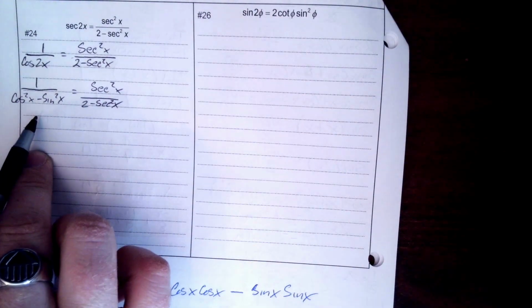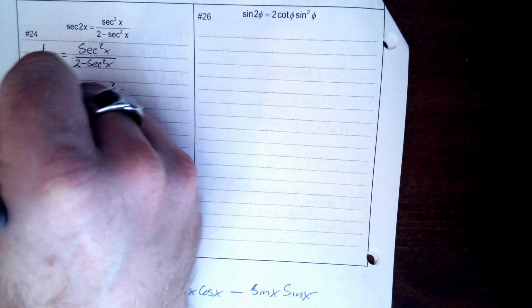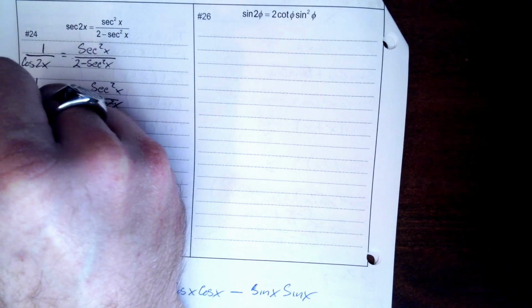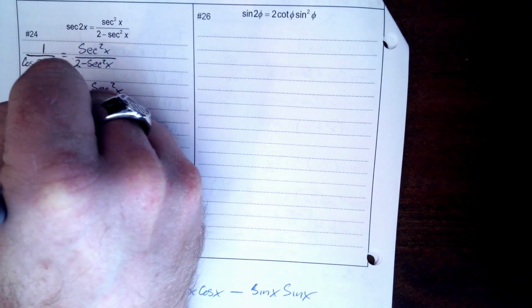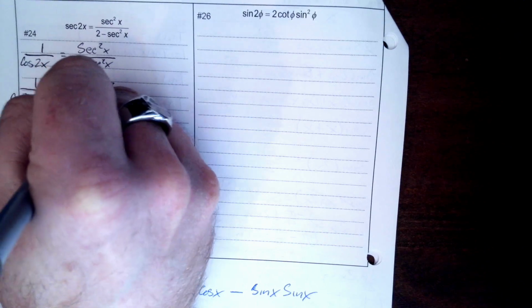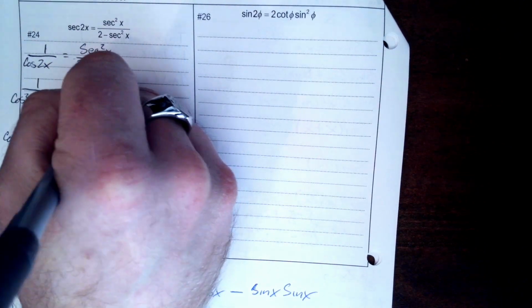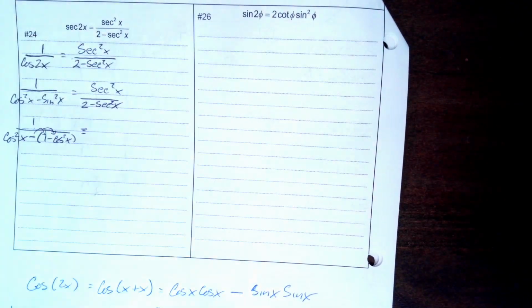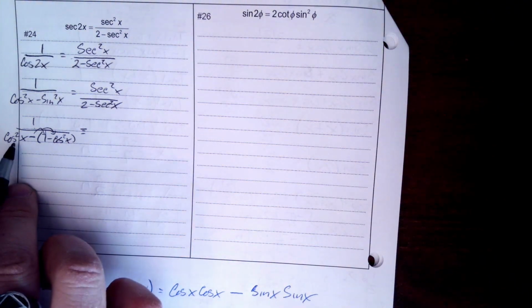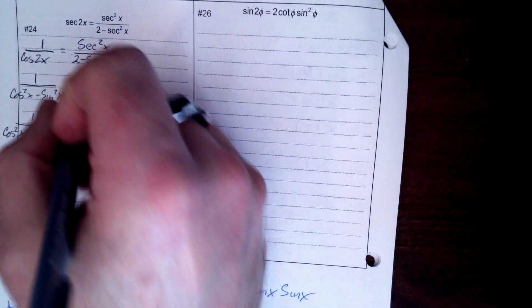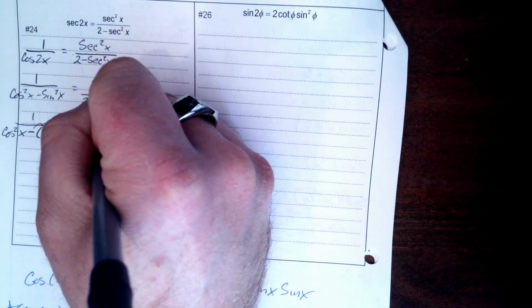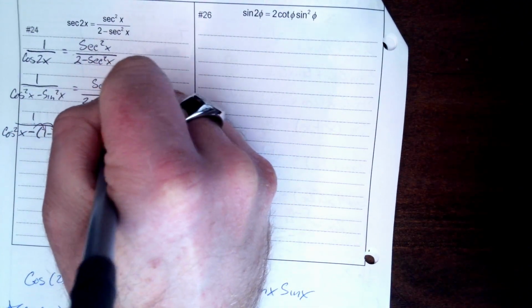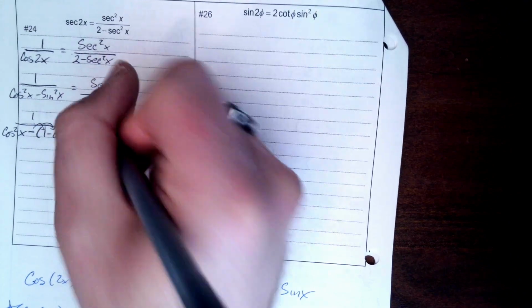Sine squared, we could say, is 1 minus the cosine squared. And if we distribute this negative, then we get cosine squared minus a negative cosine squared would be plus, so 2 cosine squared of x minus 1.